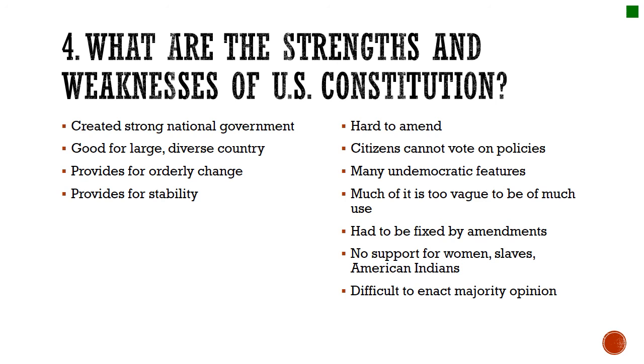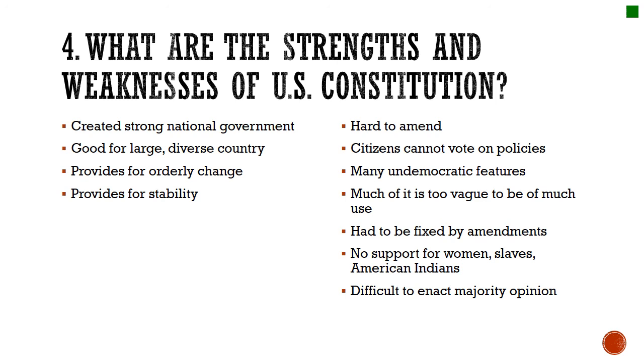Many undemocratic features, I talked about that already. Much of it's too vague, I've talked about that already. Had to be fixed by amendment. That's almost impossible, as I said already. No support for women, slaves, and American Indians. The Constitution really only gave power and rights, and we're talking about citizens like the right to vote, they only gave that power to white males who owned land when the Constitution started. So those are the only people who could vote, and the vast majority of people walking around, women, slaves, American Indians, they didn't have any rights.